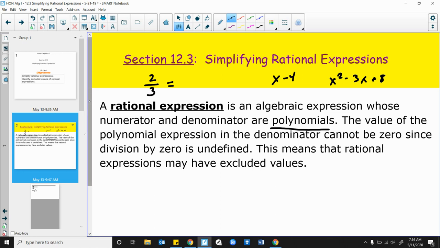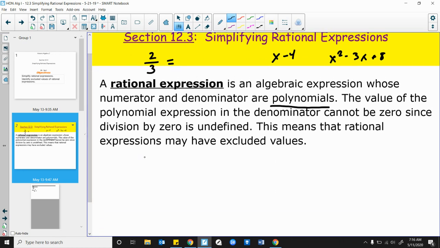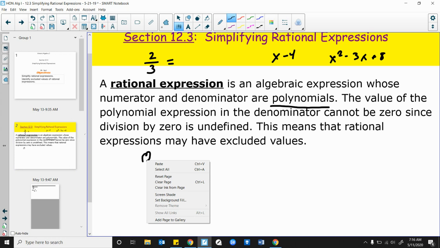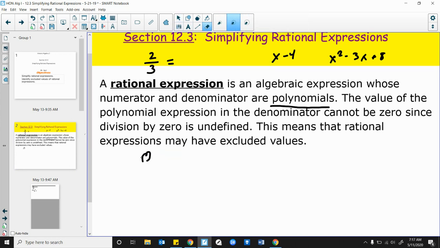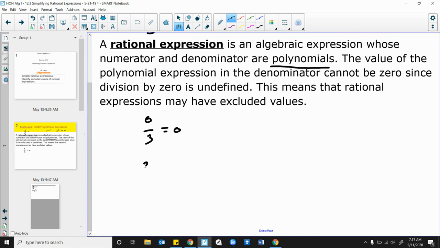Another key point is that the value of the polynomial expression in the denominator cannot be 0. What that means is if you have a fraction, I can have something like 0 over 3 because that equals 0. I can't have 3 over 0 because that's undefined. You can plug that into your calculator. You can't divide something into 0. So this means that rational expressions may have excluded values.